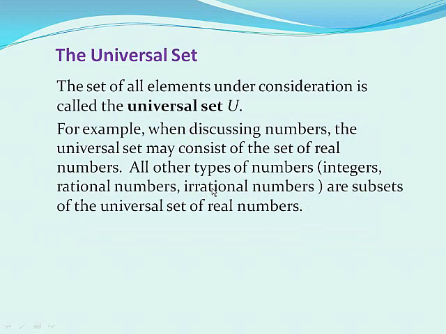The universal set. The set of all elements under consideration is called the universal set U. For example, when discussing numbers, the universal set may consist of the set of real numbers, provided we are not speaking about complex numbers here. All other types of numbers like integers, rational numbers, irrational numbers are all subsets of the universal set of real numbers.